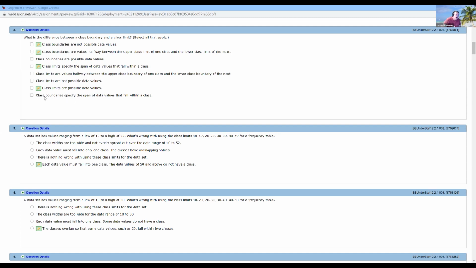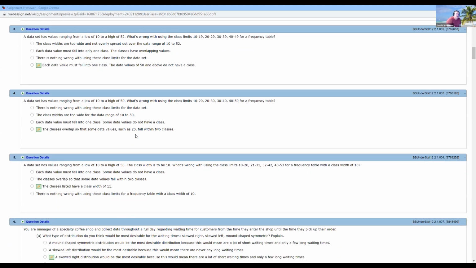So I'll pause this, or you can pause your video and you can see who the right guys are, and you can maybe look through them. Class limits, on the other hand, are possible data values. So class limits would be 5, 6, and 7. Class boundaries would be 5.5 and 7.5, right? Things that can't exist in the data set that you're looking at.